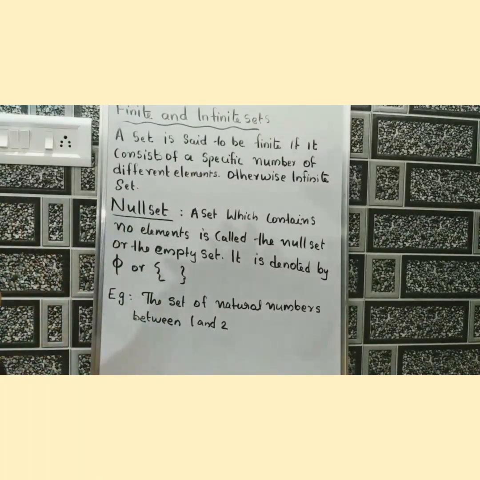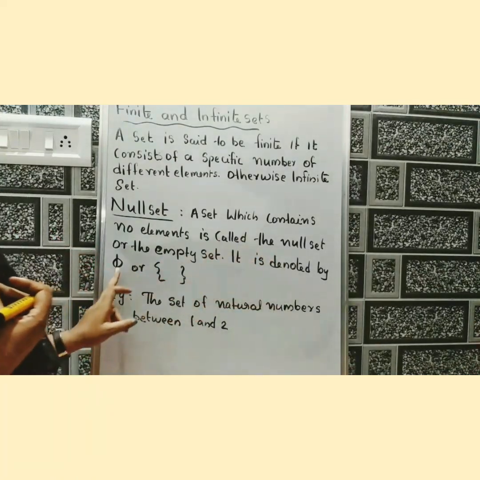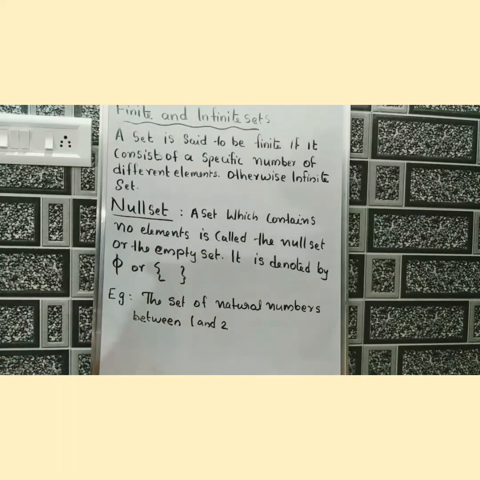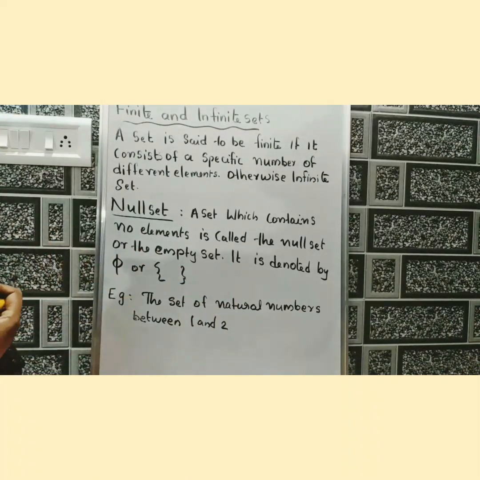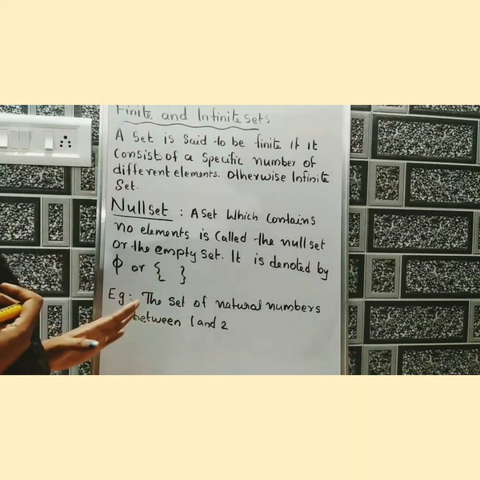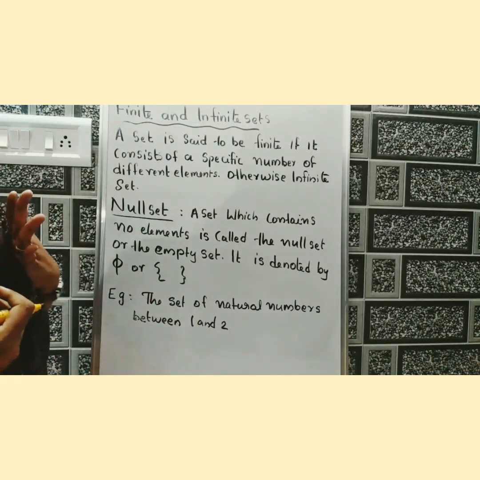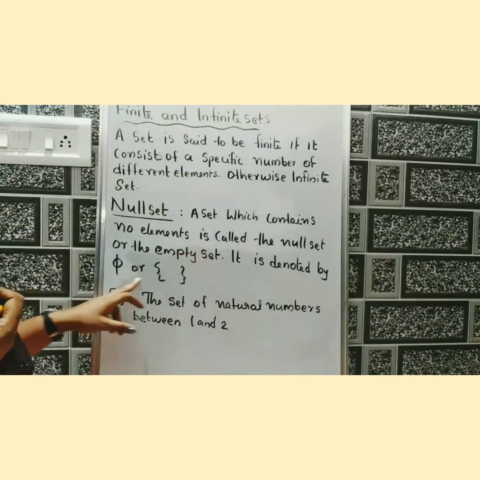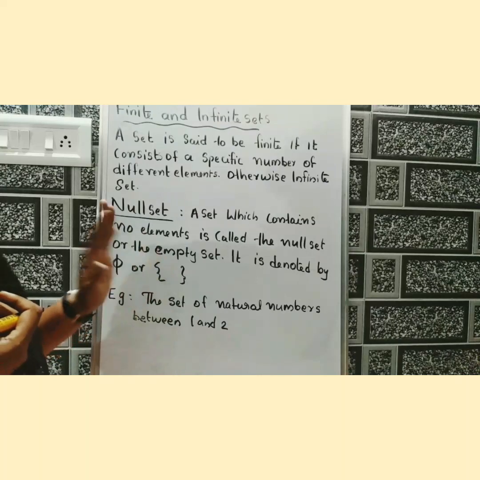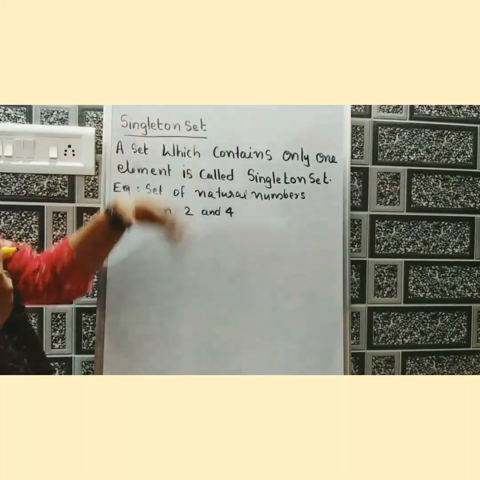Once more, a set which contains no elements is called a null set or empty set. It is denoted by phi or this. For example, the set of natural numbers between 1 and 2, or another example, the set of natural numbers between 4 and 5, etc. are examples for a null set. It is denoted by phi or this.